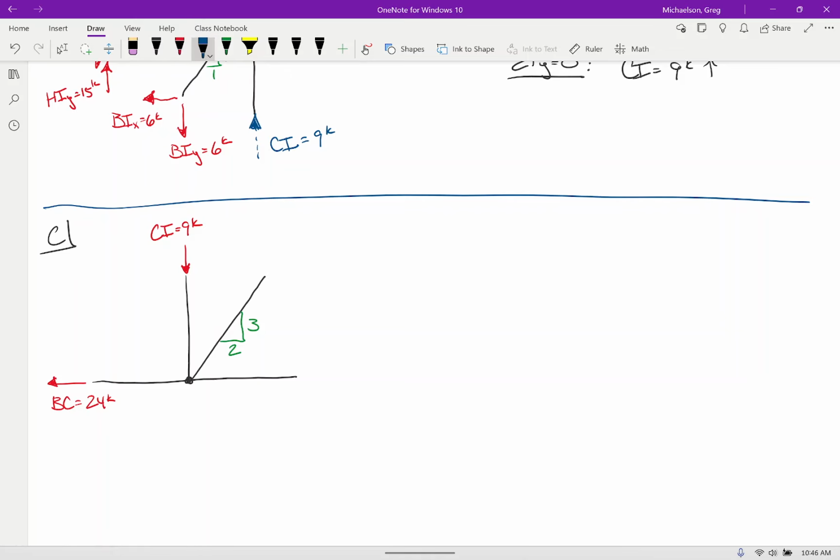Yeah, I try and keep a consistent color scheme. So red is my known, blues are my unknown. I just came up with that a while back.